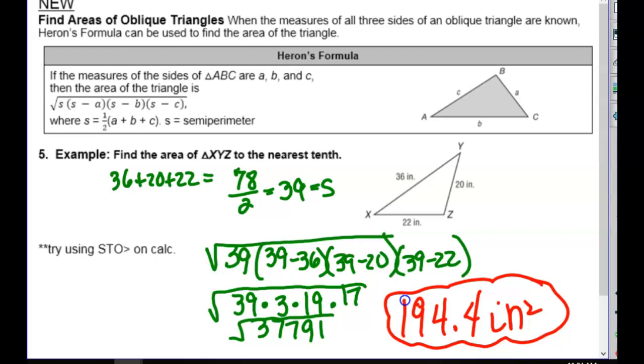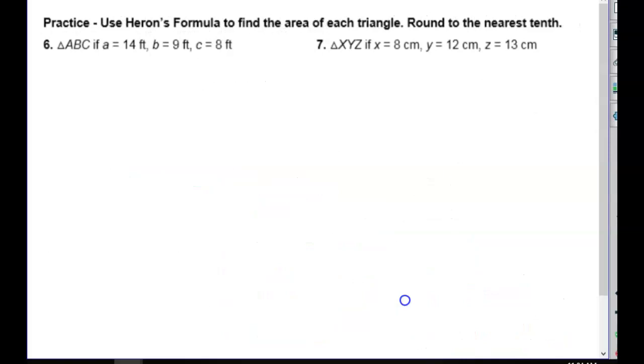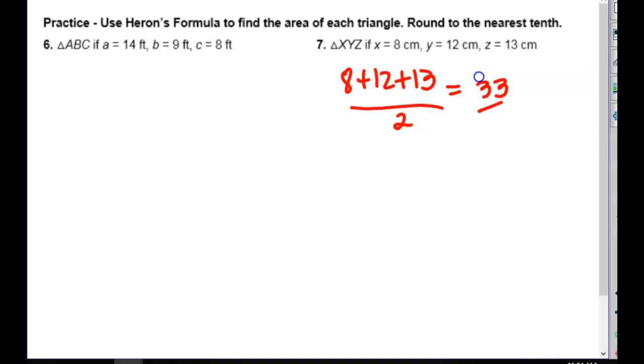Do we need to do more of those? I think there's 2 more on your worksheet, isn't there? Want to do 1? Just so you got that store thing cemented in your head? Which one you want to do? 7? Okay. 8 plus 12 plus 13. I think we're going to get a decimal. Because that's 33 divided by 2, right? 8 plus 12 plus 13, enter, divided by 2 is 16.5.